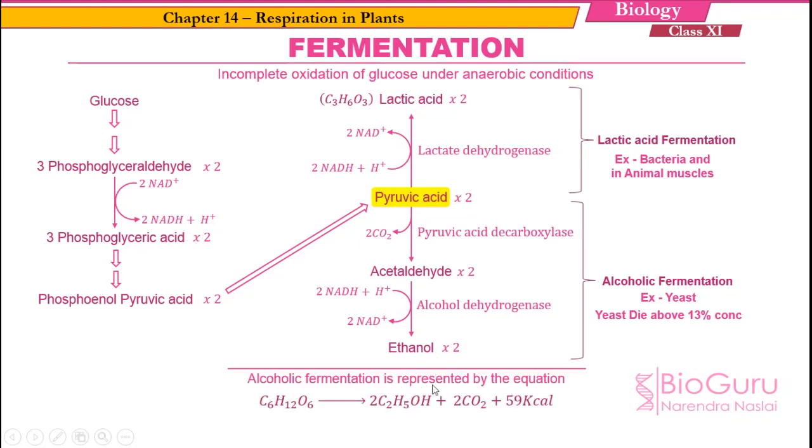Here the alcoholic fermentation is represented by the equation: one molecule of glucose, C6H12O6, will get converted into two molecules of ethanol, that is C2H5OH, then carbon dioxide, and it releases 59 kilocalories. That means overall in fermentation only 7% of the energy of glucose is released. So this is all about fermentation. This may look very complicated, but I will try to ease all these reactions in my next slide.